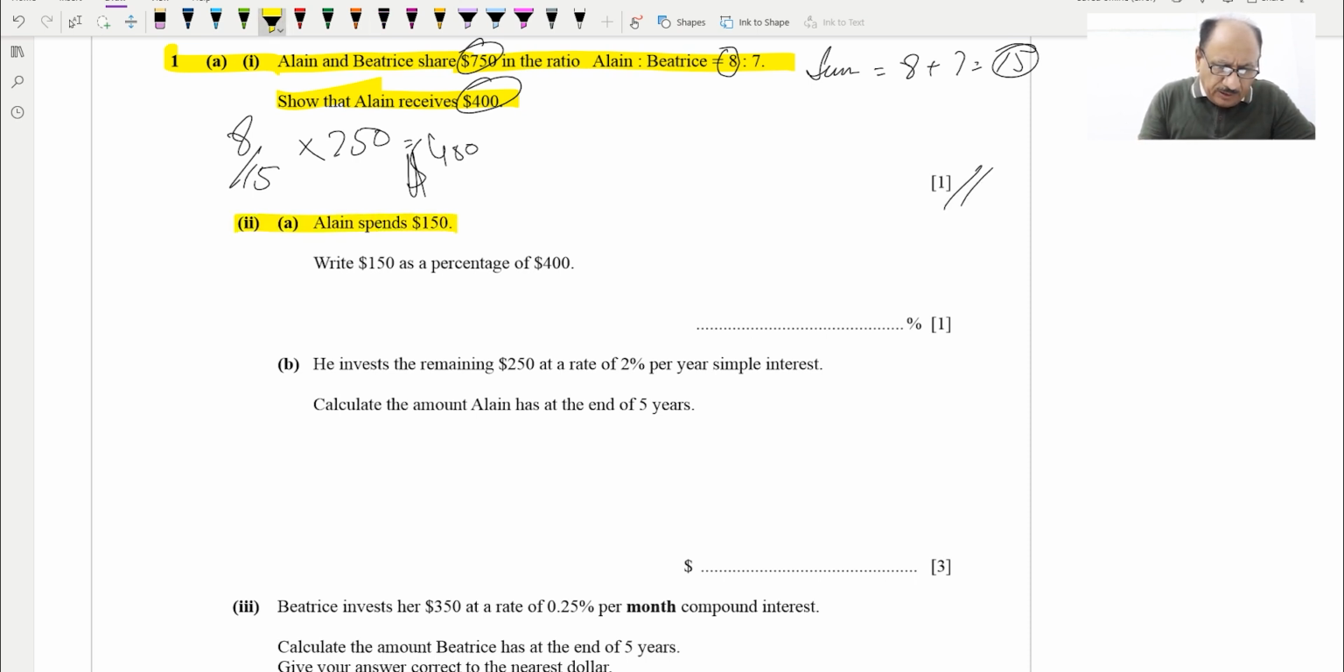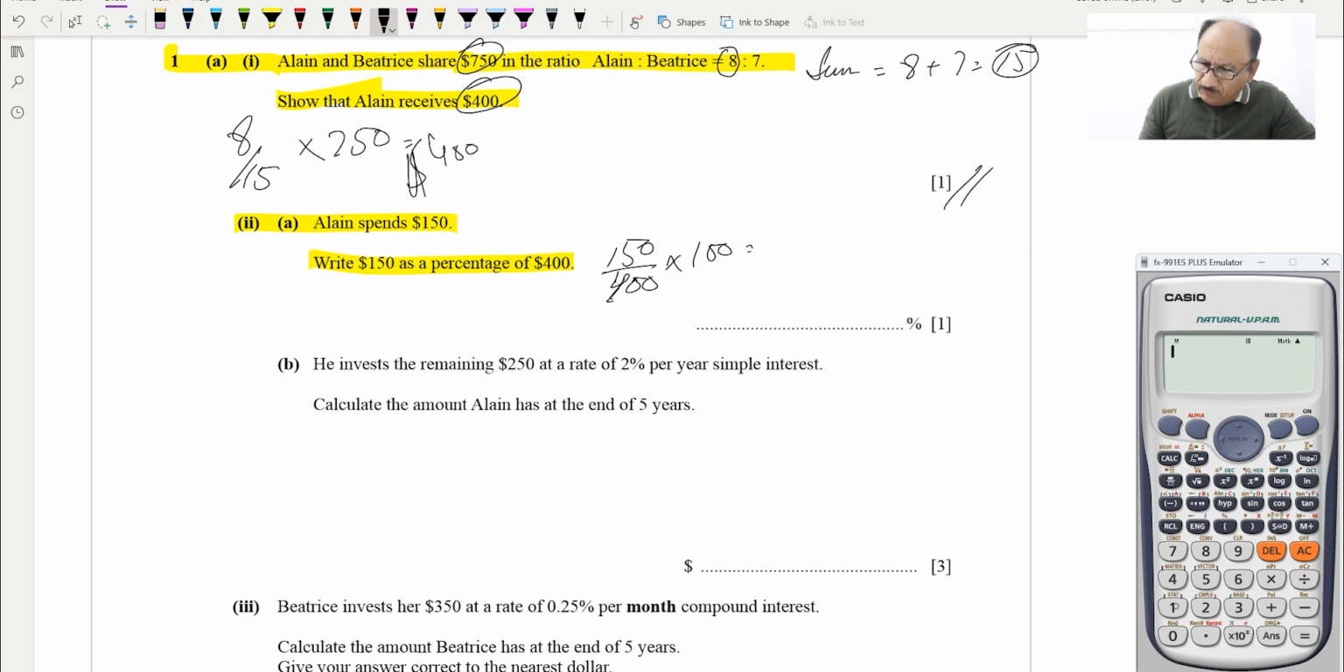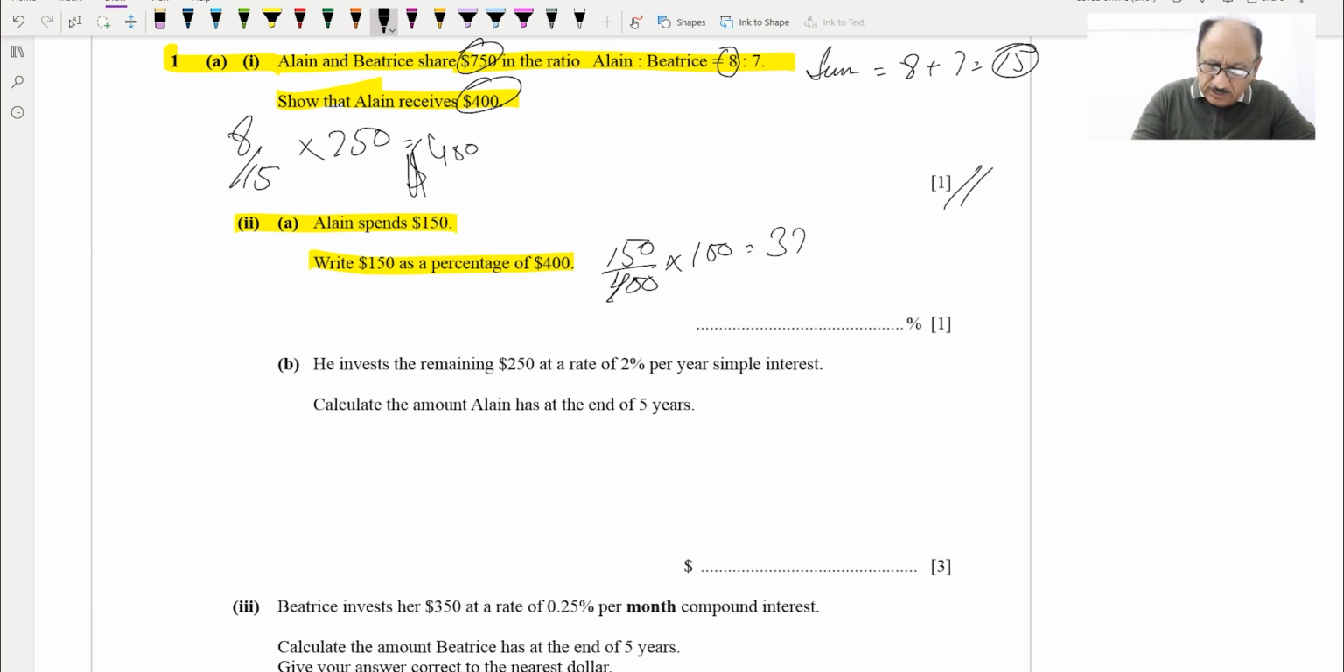Then part (a)(ii): Alan spends $150. Write 150 as a percentage of 400. So 150 over 400, and to calculate the percentage we multiply by 100. This will be equal to 37.5, so 37.5% will be our answer for 1 mark, which is done. Then comes part (b).